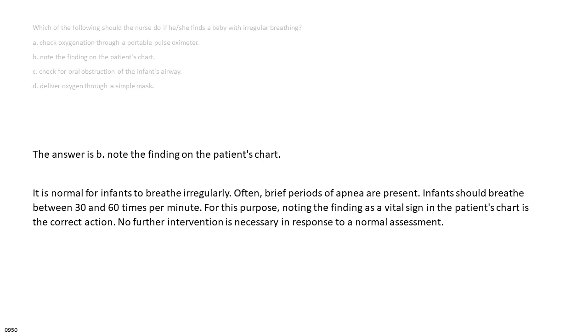The answer is B. Note the finding on the patient's chart. It is normal for infants to breathe irregularly. Often, brief periods of apnea are present. Infants should breathe between 30 and 60 times per minute. For this purpose, noting the finding as a vital sign in the patient's chart is the correct action. No further intervention is necessary in response to a normal assessment.